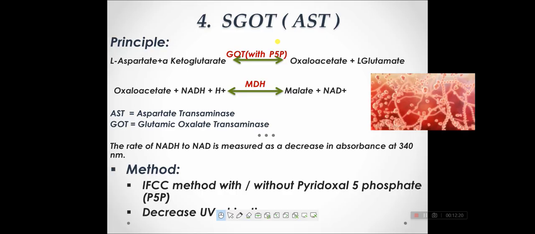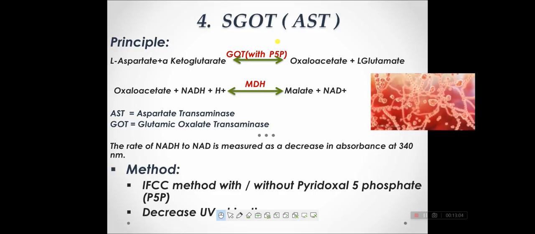So cardiac, what does it do? The principle of this test is that L-aspartate and alpha-ketoglutarate, when mixed in the presence of the SGOT enzyme, serum glutamate oxaloacetate transaminase, get converted into oxaloacetate and L-glutamate. Then the oxaloacetate reacts with NADH in the presence of the MDH enzyme. Malate dehydrogenase converts the oxaloacetate into malate and NAD+, right? So the rate of NADH to NAD is measured as a decrease in absorbance at 340 nanometers.